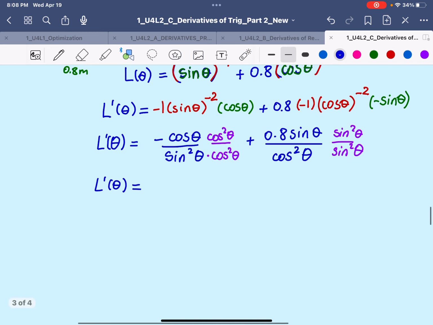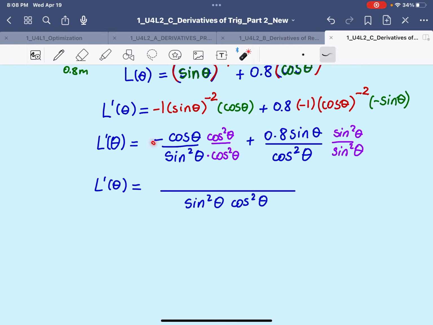So we're going to draw a big fraction. We have sine squared theta, cos squared theta. And the numerator will have, let's take a look, negative cos times cos squared, negative cosine cubed theta. And here we have sine squared times sine, so sine times sine squared is sine cubed theta.